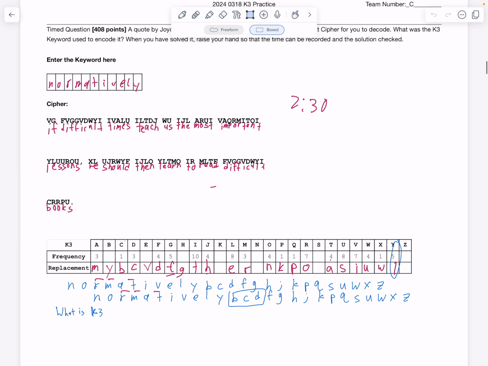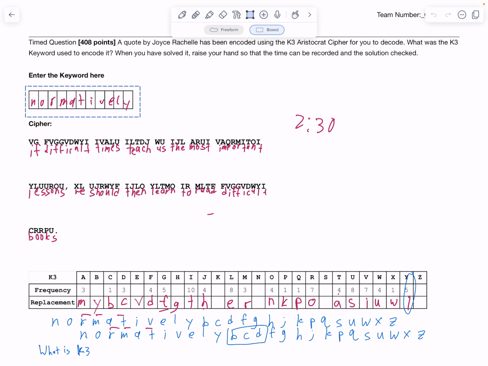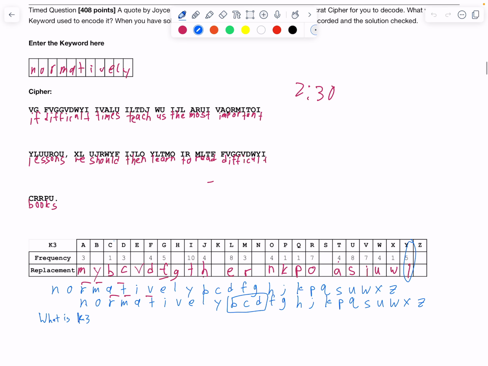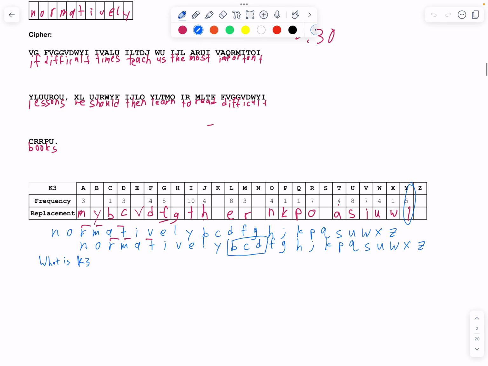So, first of all, I'm just going to describe what a K3 is, using this example question. The keyword here is "normatively." Let's start off with what K1 is. K1 is when you have all these letters, A through Z, all the way up here, and then you have the keyword, like "normatively."